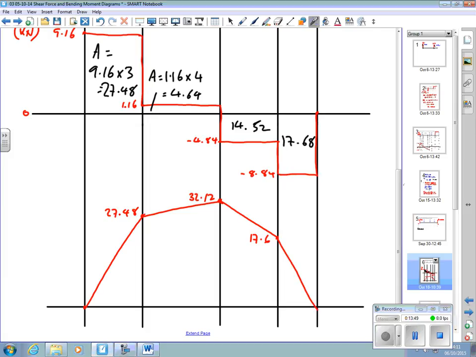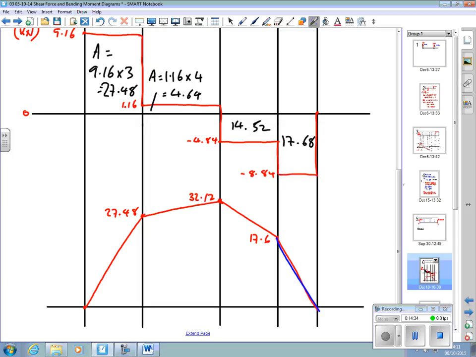So we have the area of 14.52, which takes us down to there, and that area takes us down to here. Note that the gradient here is given by that value. So this is steeper. The gradient is going down at the rate of minus 8.84. So that's this gradient, but this gradient is minus 4.84. So steeper gradient here, and you can see that from the value of the shear force at those points. The value of the shear force at a point gives you the gradient at that point. So the gradient here is constant, 8.84. Therefore, it's a straight line.